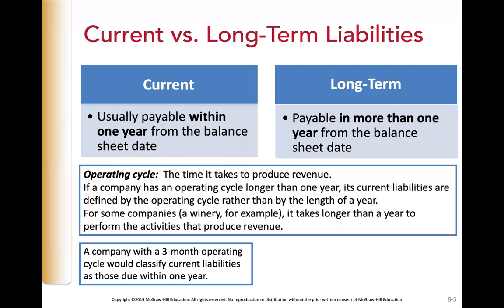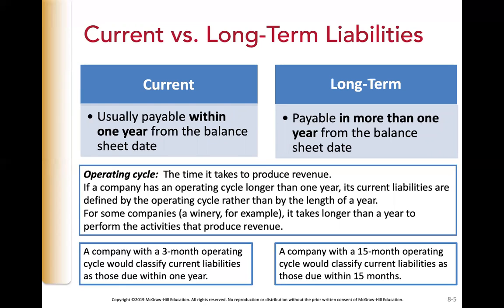If the company has only a 3-month operating cycle, we're still going to talk about a year. It's only if it's over like a 15-month cycle. So for the sake of this book, just know that we're talking about within 1 year. But understand that sometimes operating cycles do cause current to be longer than 1 year.